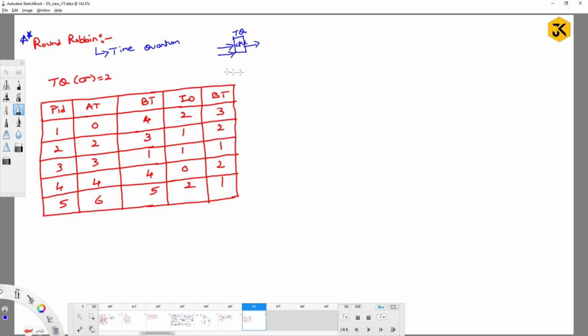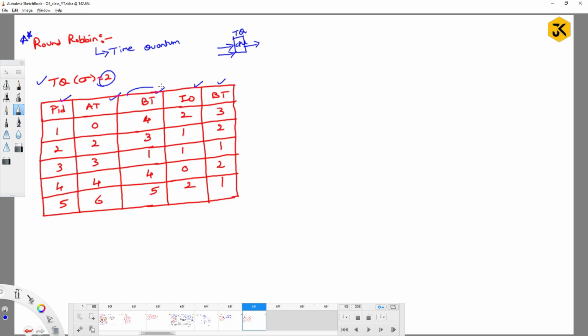Right? To make this video more clear, just go through the earlier videos on the round robin algorithm and come back to this one so that you can get more idea. Here they have given the time quantum, which is 2 units, and the process ID, arrival time, and then 2 burst times and 1 IO time. What is the meaning of this?